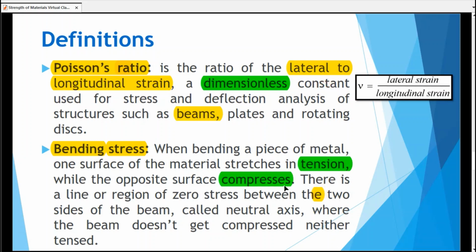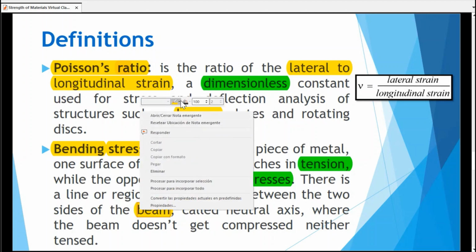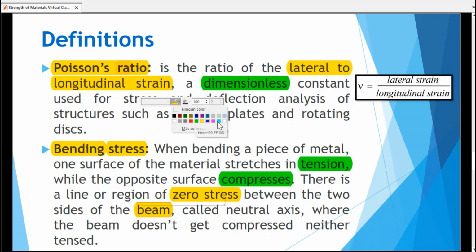There is a line of origin of zero stress between the two sides of the beam. Again, just to make a little idea here, I'm going to highlight this with a distinctive color. For example, this cyan one.